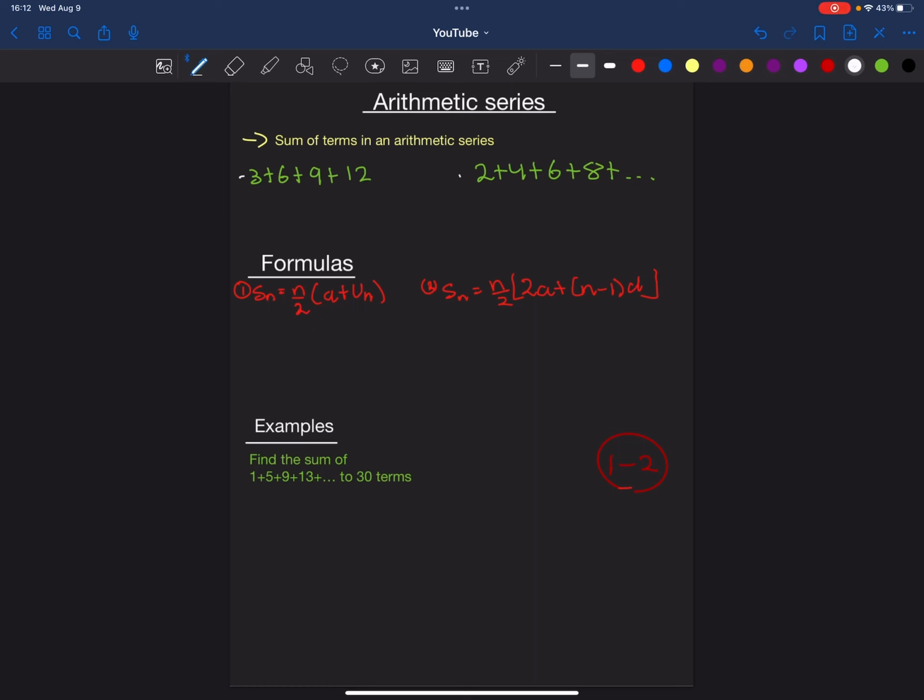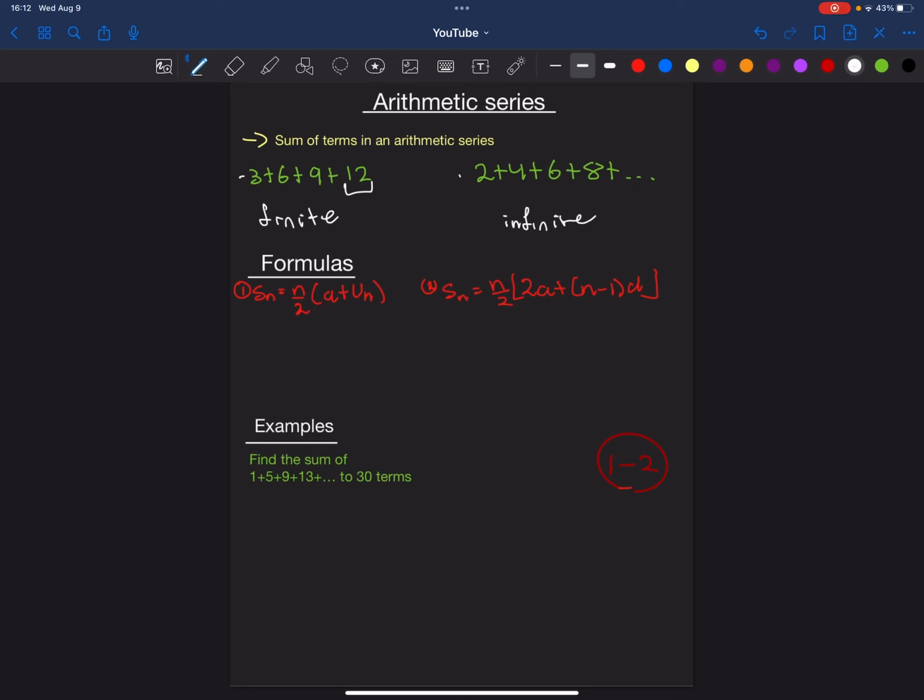I want you to keep in mind that there's two different types of arithmetic series. There could be finite and there could also be infinite. Finite means that you know the last term of the series. So in this example, we know that it's 12. But in the second example, we don't know the last term because it just adds up to infinity. So therefore, this example is going to be infinite. This example is going to be a finite series.